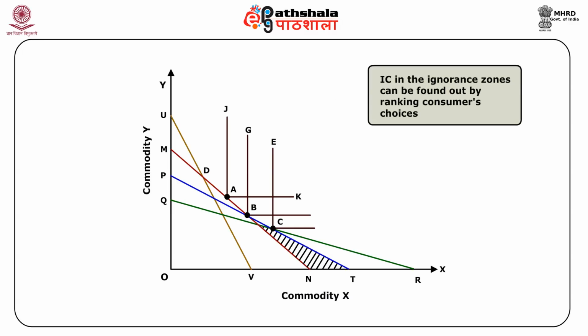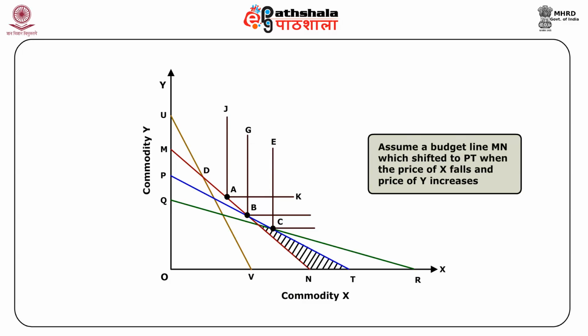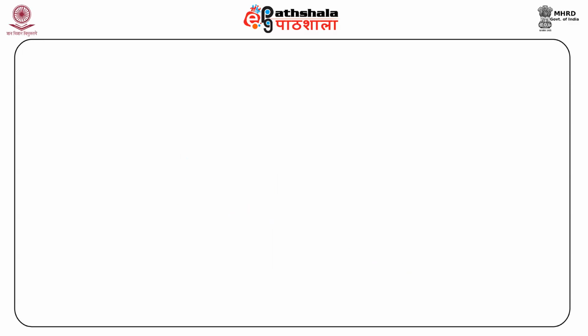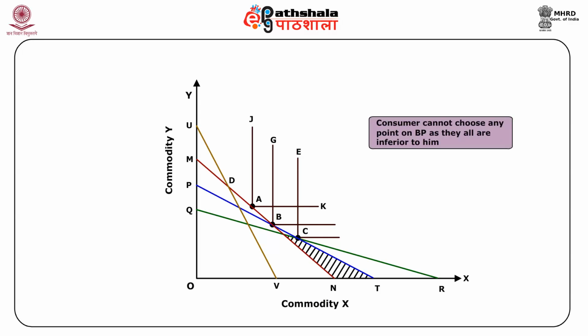The course of the indifference curve in the ignorance zones can be found out by ranking the consumer's choices in these areas. For this, let us assume the budget line MN shifted to PT when the price of X falls and the price of Y increases. Now, the consumer will either choose B or any bundle on the BT segment of this new budget line, but because of the assumption of consistency, the consumer cannot choose any point on BP, as they all are inferior to him.